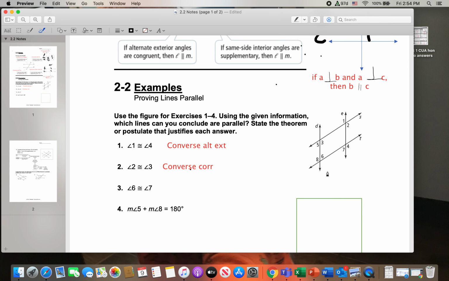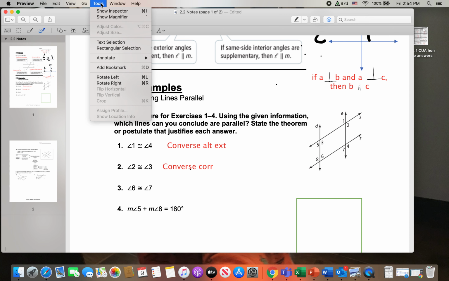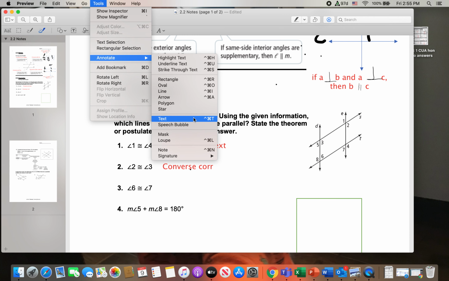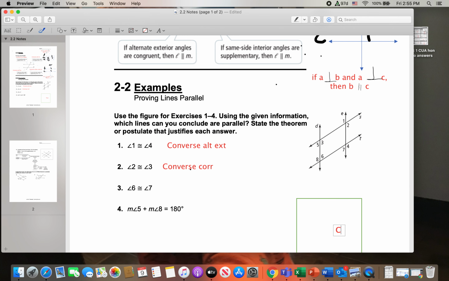Okay, angle 6 and angle 7. Ignore 5, 3, 1, and 2. Are they alternating or same side of the transversal T? One's above, one's below. That's alternating. Are they inside or outside of the two lines? They are both inside D and E. That is alternate interior. And alternate interior, if they're congruent, that's the converse of alternate interior. And it says the lines are parallel.